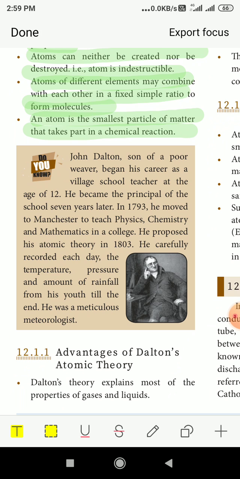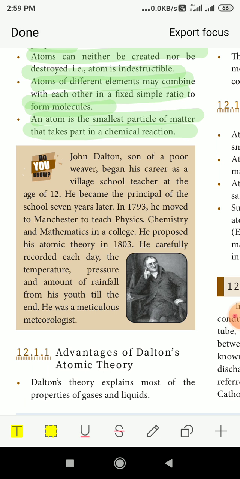He carefully recorded each day the temperature, pressure, and amount of rainfall from his youth till the end. He was a meticulous meteorologist. Meteorologist means one who studies climatic change. So, from his younger age itself, he started to calculate how many centimeters of rain there was, what climatic changes were taking place, and he used to observe, record, and keep everything.